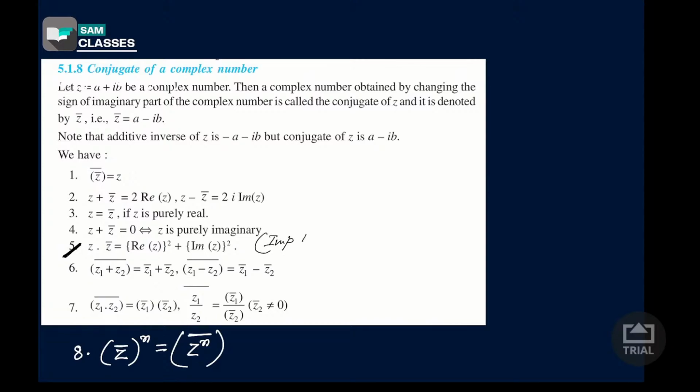Important for CET and COMEDK. Clear? If I have 2 plus 3i plus 3 plus 4i, conjugate of 2 complex numbers, I can do it separately also. Clear? And the last property is also important. If I have a power, I can put the power inside, and then later do the conjugate. Clear, everyone?